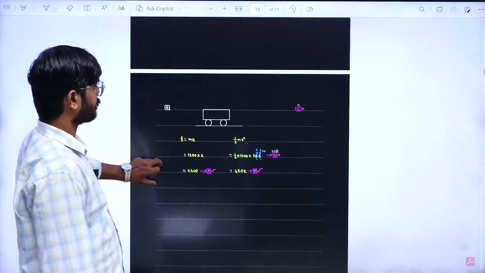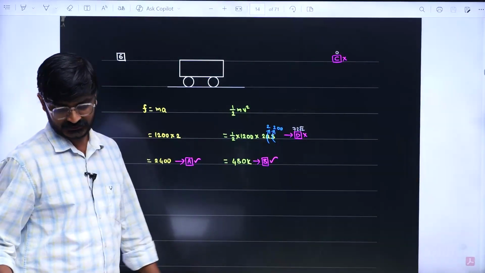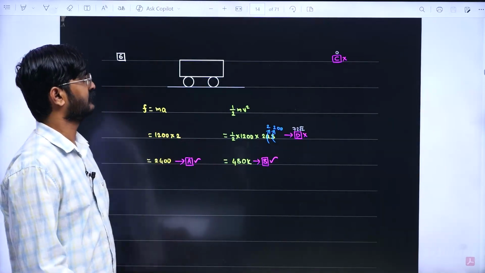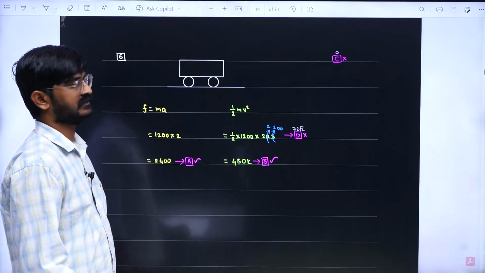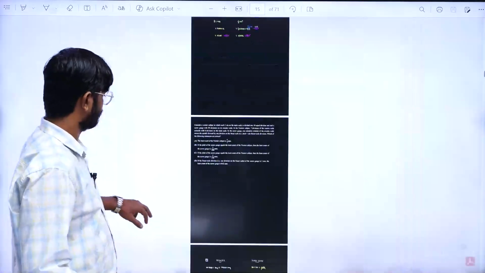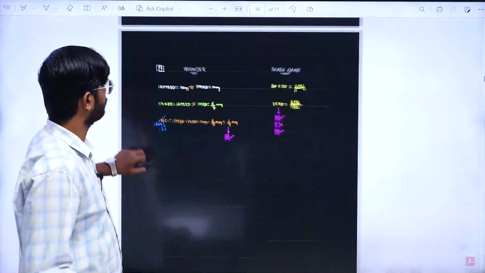Understand, internal forces can't move the center of mass, so the center of mass is moving because of friction, but friction is not the one which is doing work. Internal forces are the forces which are doing work. Okay, so I'll be reading the question while showing you the solution.